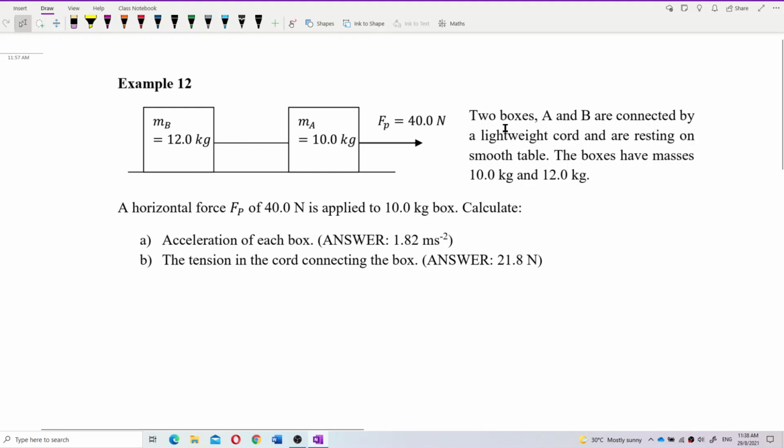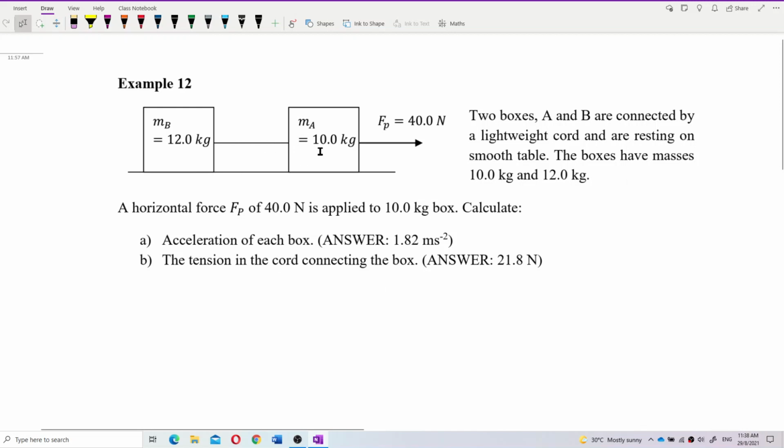Two boxes A and B are connected by a light cord and are resting on a smooth table. The boxes have masses 10 kilogram and 12 kilogram. A horizontal force of 14 Newton is applied to the 10 kilogram box, which means this 10 kilogram box is being pulled to the right with a 14 Newton force. Calculate the acceleration of each box and then the tension in the cord connecting the boxes.